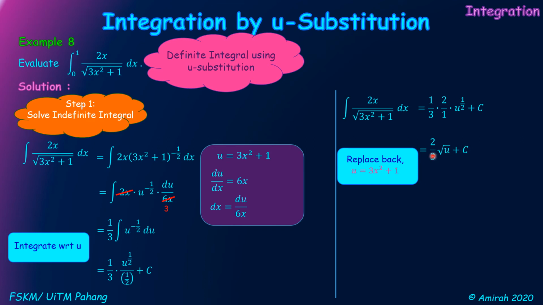And from here we can replace back. After we are done integrating, we can replace back u equals 3x squared plus 1. So after we replace u, we get 2 over 3 square root of 3x squared plus 1 plus c. So from here until this point, we are done integrating. But we just integrated the indefinite integral. So next step we can find the definite integral.